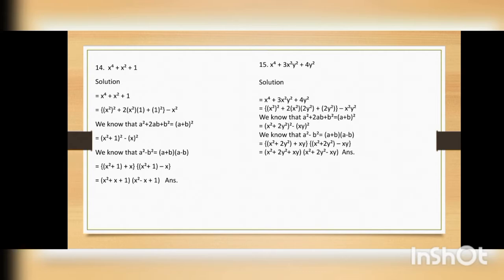Okay, now we know that we have written this formula. Then we know that the right hand side of the formula is (a plus b) whole square. Our a equals x², our b equals 1. So I have written (x² plus 1) whole square, minus sign, x². Okay, I have written this in the bracket. Now we can apply the formula of a square minus b square in this step, which is equal to (a plus b) into (a minus b).